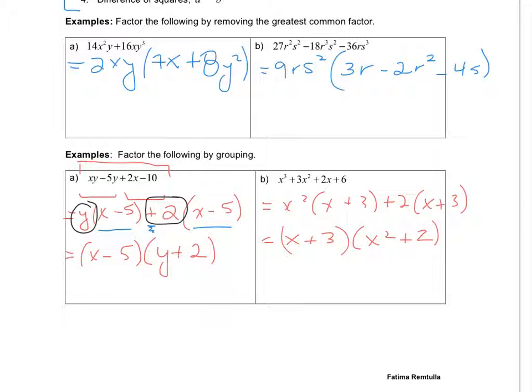You took out a common factor of x squared from the first 2 terms. You were left with x plus 3. You took out a common factor of positive 2 from the next 2 terms, and you were left with x plus 3 as well. I knew I was right because the brackets were the same, so I'm happy. So that x plus 3 comes out first, and the x squared plus 2 is what's left over. Pretty good. Let's keep going.